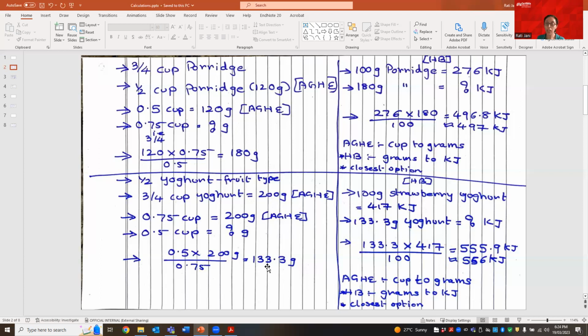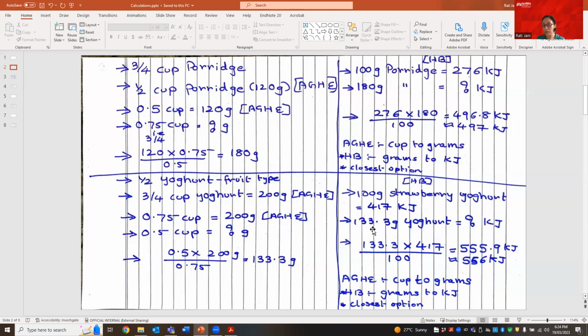Now you use this information with your handbook. Once you have the grams, the handbook becomes very easy, because in the handbook almost everything is given in terms of 100 grams or 100 ml. When you look at the dairy section in your handbook, it says 100 grams or 100 ml of strawberry yogurt will give you 417 kilojoules. So this is what your handbook tells you.